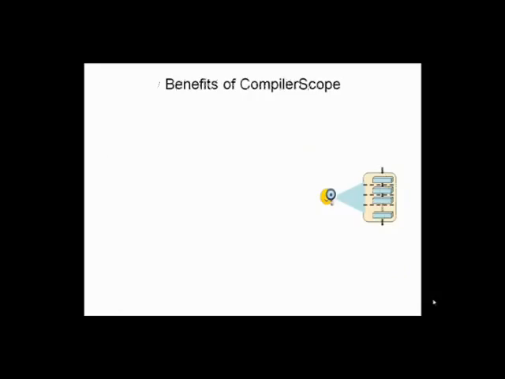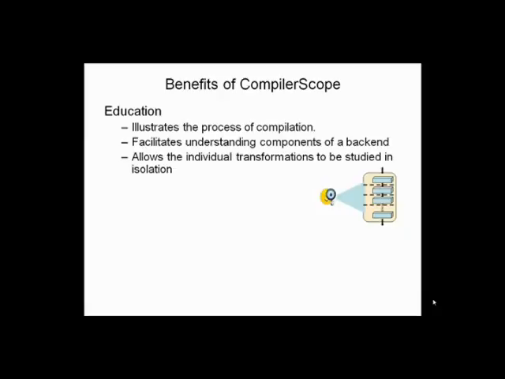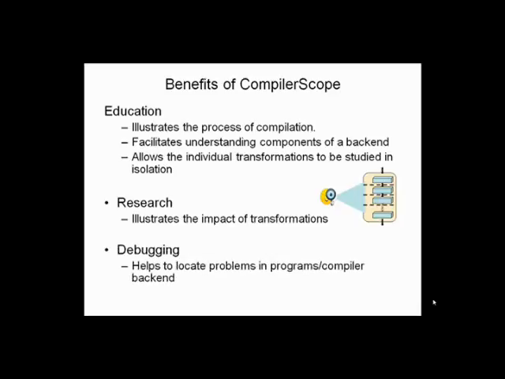The CompilerScope can be used as an educational tool. It can be used to illustrate the process of compilation to students. It facilitates understanding the components of a backend, and it allows the individual transformations to be studied in isolation. It can also be used as a research tool to illustrate the impact of transformations on a backend, and it can also be used as a debugger to help to locate problems in the programs being compiled or the compiler backend.